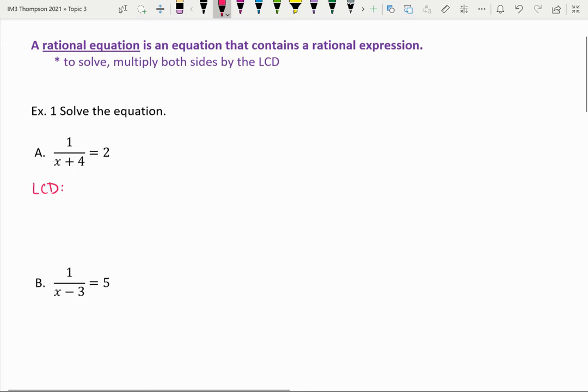On the left-hand side, my denominator is x plus 4. And on the right-hand side, I just have 2. Now, I could write 2 over 1 if I was concerned about that denominator, but I'm not. Multiplying by 1 doesn't change anything.